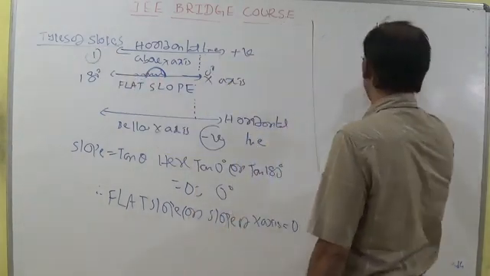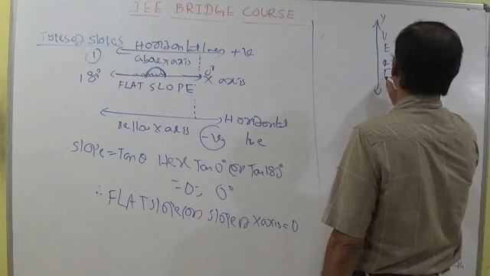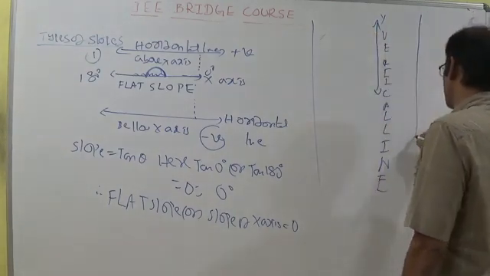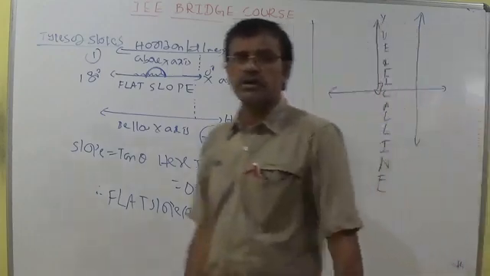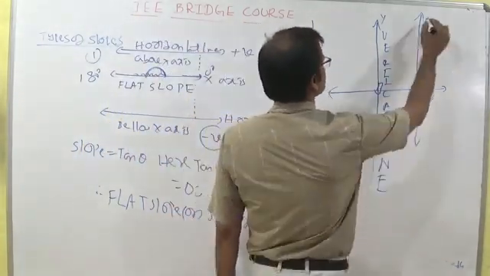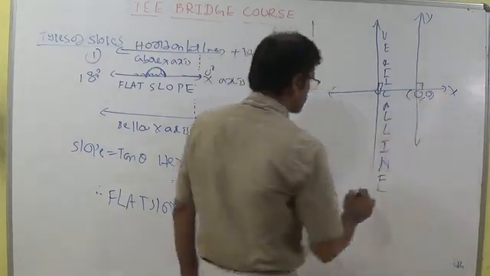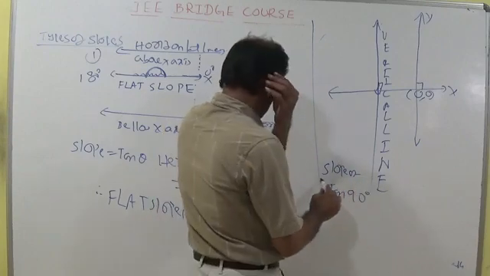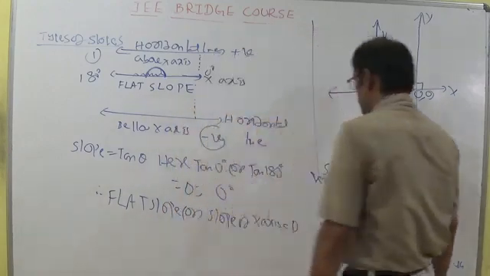Now the vertical line: this is the y-axis, or a vertical line. Vertical lines are lines parallel to the y-axis. It can also be called the perpendicular line of the horizontal line, or the perpendicular of the x-axis. If this is the y-axis, this is the x-axis. What is the value of tan 90 degrees? I am discussing the slope of a vertical line. The slope of a vertical line is equal to tan 90 degrees. Tan 90 degrees is infinity, it is undefined.